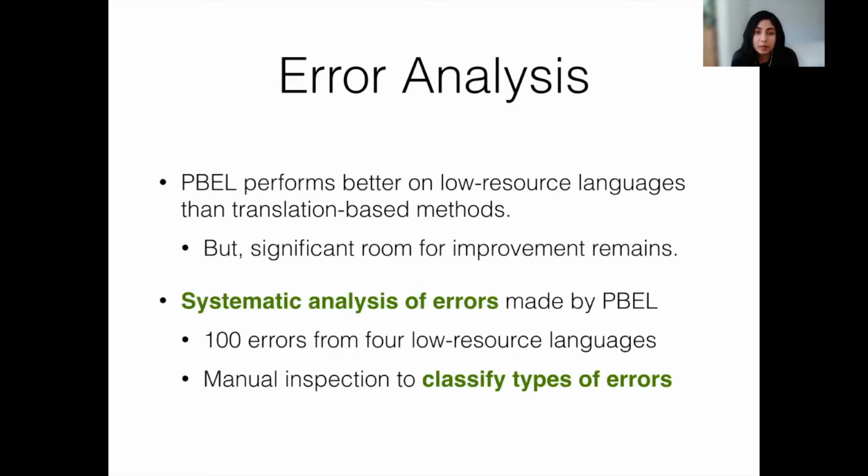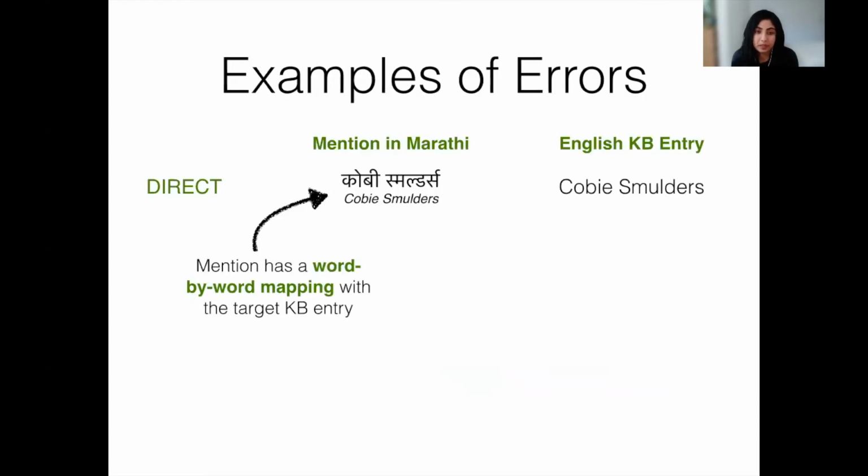To identify potential areas of improvement, we do a systematic analysis of the errors made by the model, inspecting 100 errors from each of 4 low-resource languages in the dataset, and manually classifying these errors into several types. We use mentions in the Marathi language as examples of the types of inputs that led to entity linking errors.